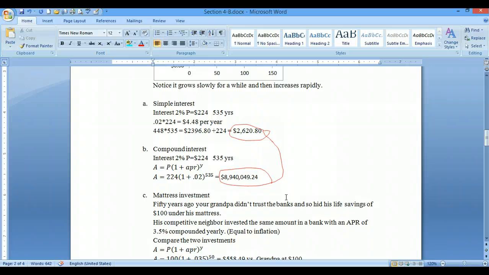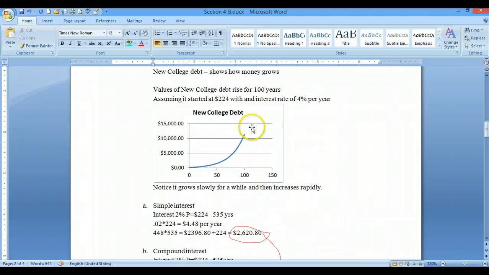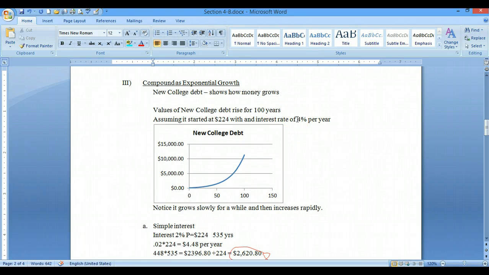Okay, we're going to do a simple interest here with New College and just kind of compare the two of simple interest versus compound interest. Okay, so our simple interest, it was 4% a year.